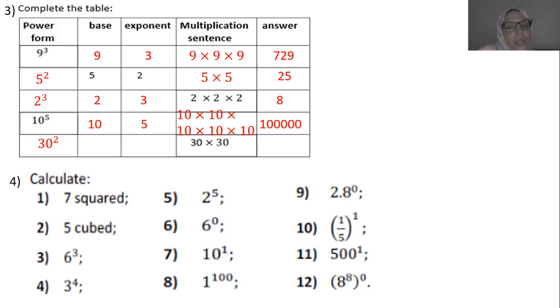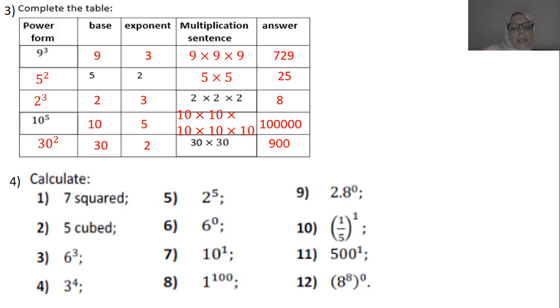Directly, it's now easier. Who's the base? It is 30. Who's the exponent? The exponent is 2. Now, can you find the answer of 30 squared? It is 30 times 30. So 3 times 3 is 9, and we add 2 zeros. These exercises are not hard. They are direct applications for you.